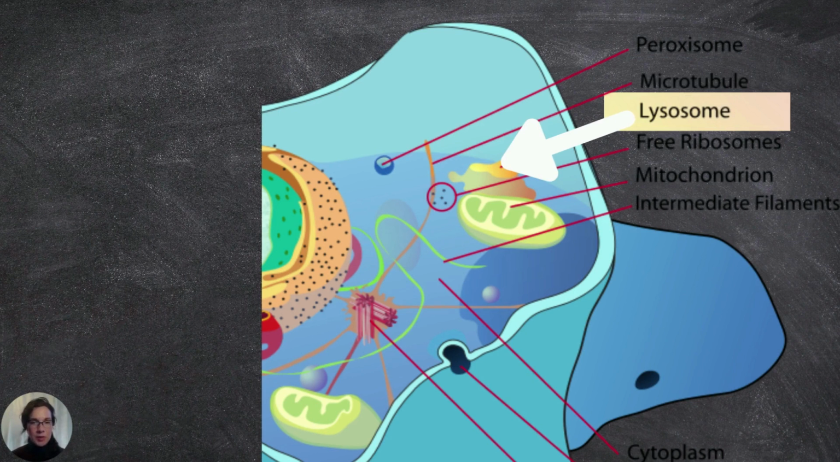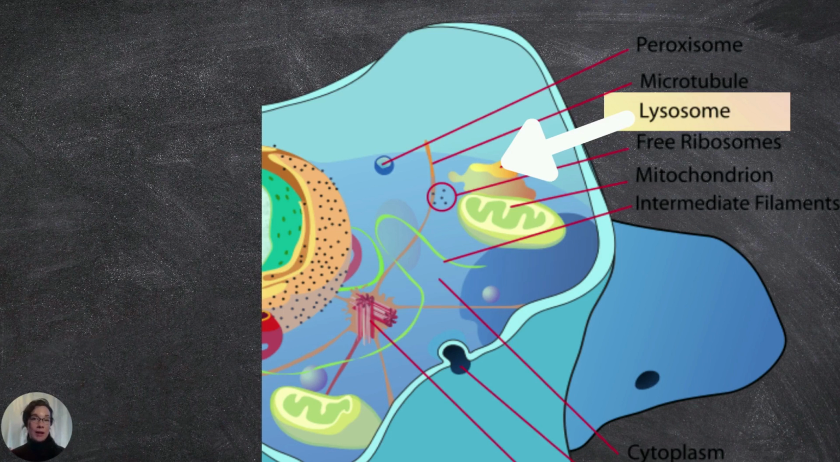And next we have lysosomes. Here it's a little difficult to see, but it's that globular, orangish, yellowish thing located right behind the mitochondria, which we're going to talk about in a second. But lysosomes are used to break things down. They have digestive enzymes, and so this is really important when we are dealing with waste inside the cell.